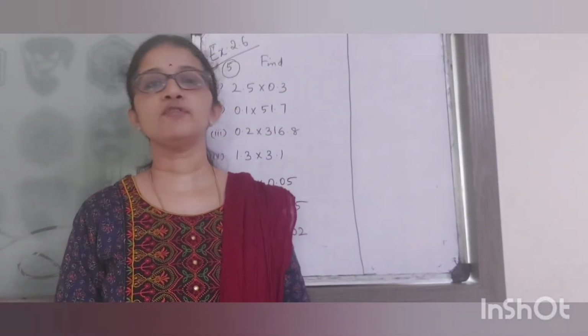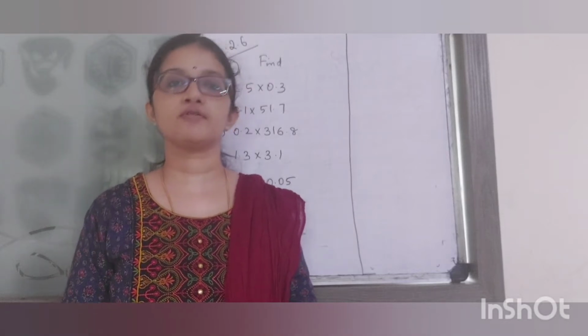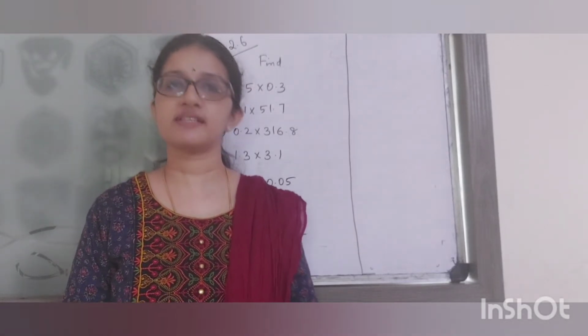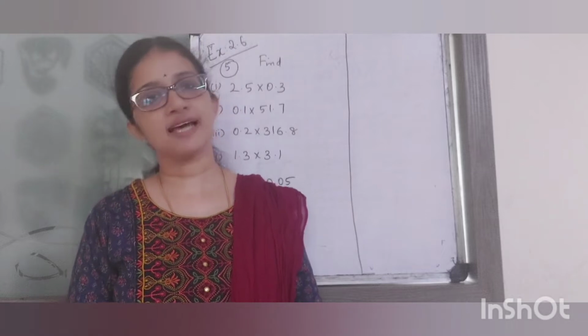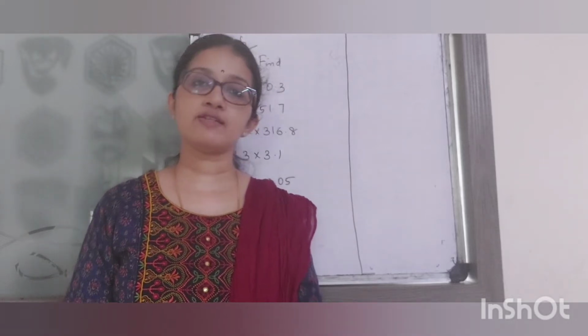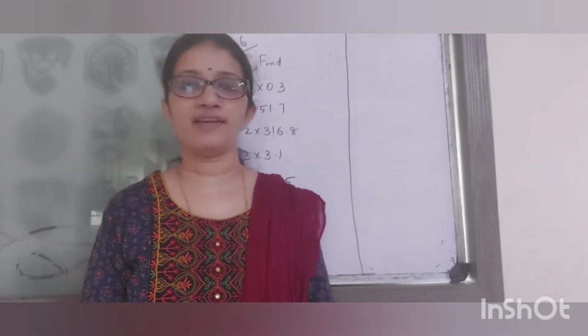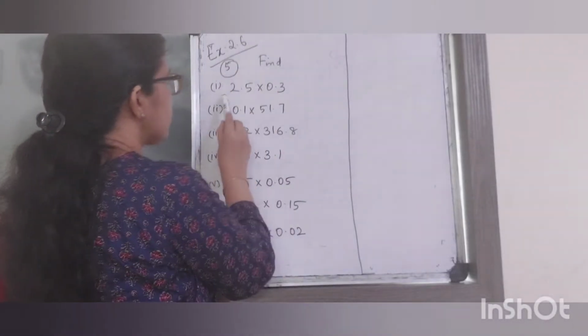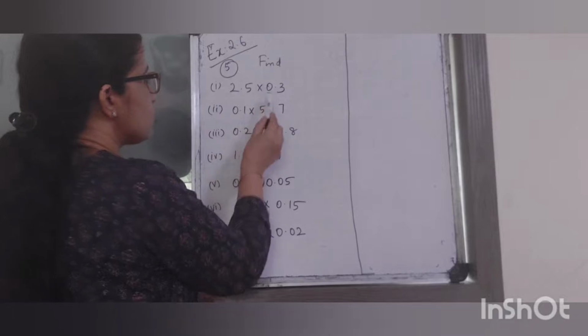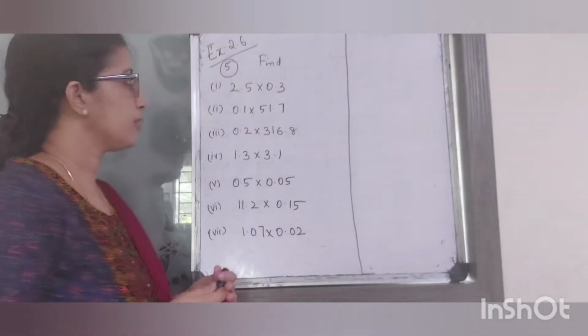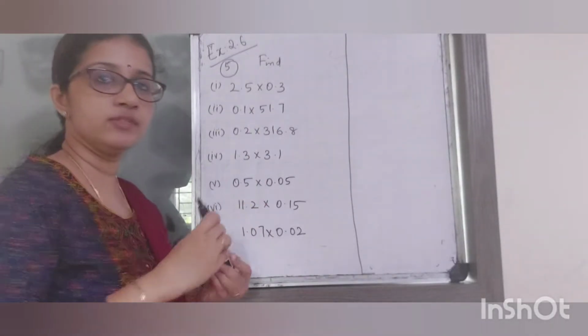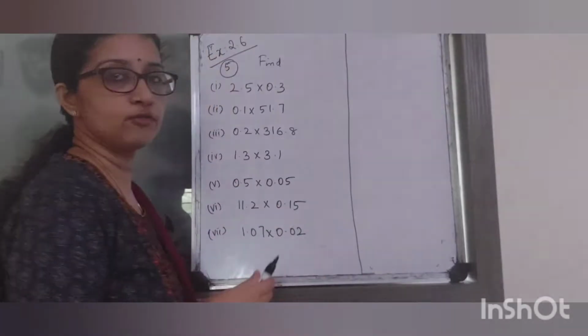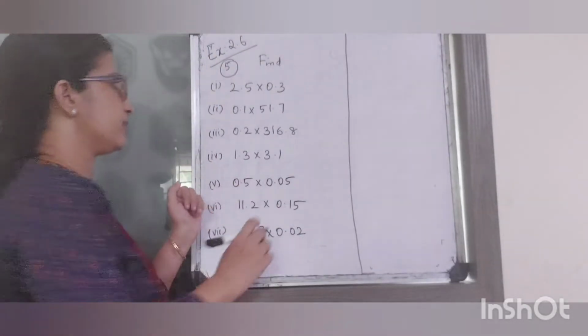In the last video, we solved the first 4 problems of exercise 2.6 of the fractions and decimals chapter of standard 7. Today we will start solving from problem number 5. Okay, so let's see what the problem is. Find 2.5 into 0.3. So we have already solved such problems, so it's just a repetition for you. So let's try solving this.